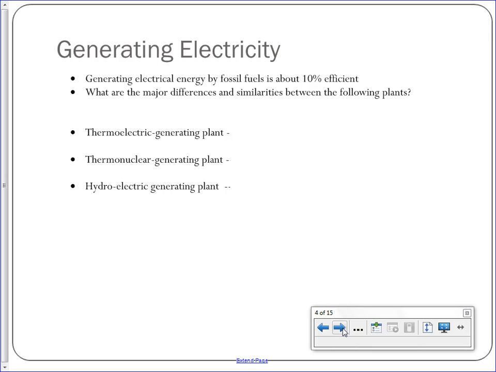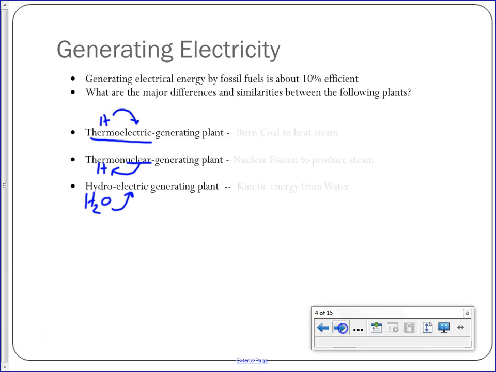We have to take a look at what the root words of these are. Thermo means heat, electric means electric. So we see heat and nuclear: we're using nuclear energy to produce heat, and we're using heat to produce electricity. And then hydro is H2O, or water as we like to call it, to produce electricity.